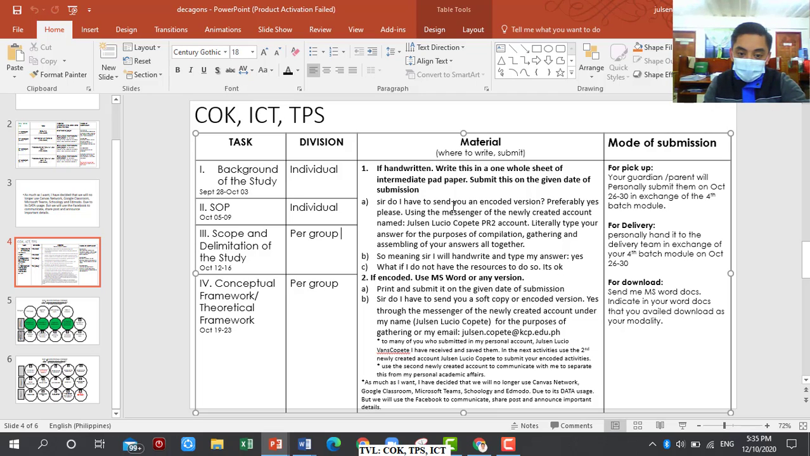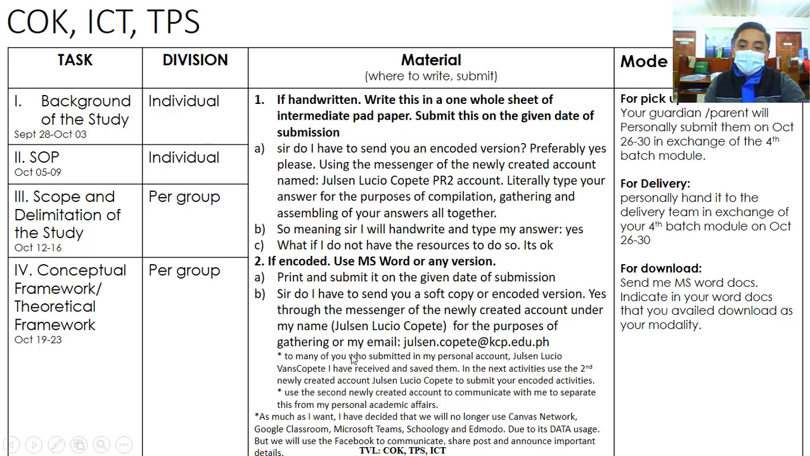Now, let me first emphasize this one, this particular. Can I emphasize this for a moment? I think this is very important that I'd like to point out. Ayan. To many of you who submitted in my personal account, Julsen Lucio Copite, I have received and saved them. In the next activities, use the second newly created account. Use Julsen Lucio Copite to submit your encoded activities. Use the second newly created account to communicate with me to separate this from my personal and academic affairs.